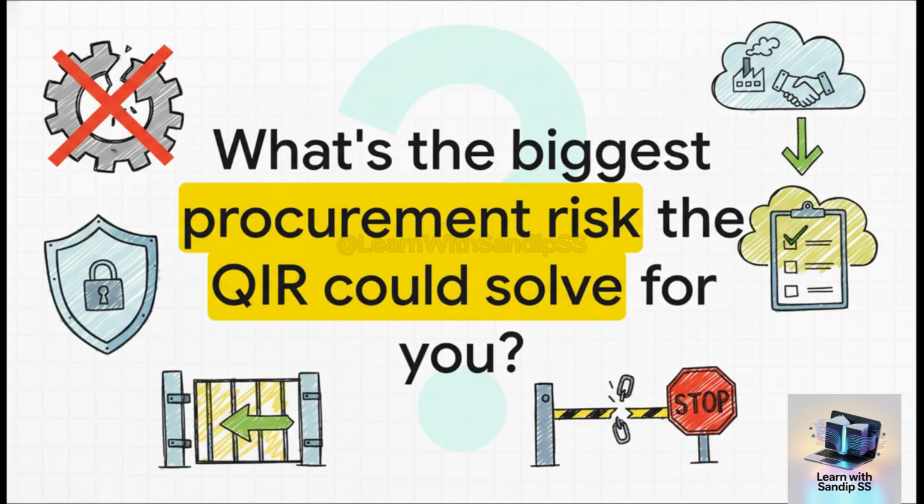So I'll leave you with a question to think about. Now that you really get what the QIR can do, what's the number one biggest procurement risk you have in your company that this tool could help you fix? Just think about it. Where could a proactive, system-enforced gatekeeper make the biggest difference for you?